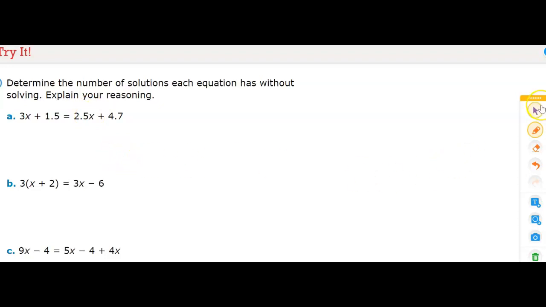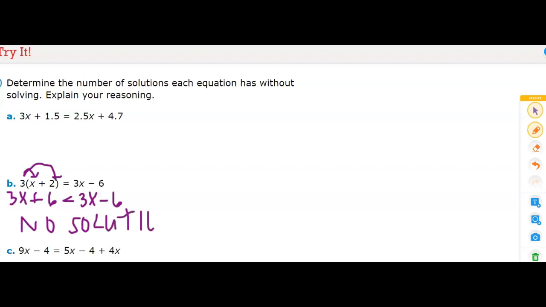B has, I'm just going to, well, I'll leave it here. So we're going to do distributive property. So we have 3 times x plus 3 times 2 is 6 is equal to 3 times x minus 6. Right off the bat, we can tell that they are different on either side of the equal sign. So that's going to be a no solution equation. No solution at all because they are not equal on either side.